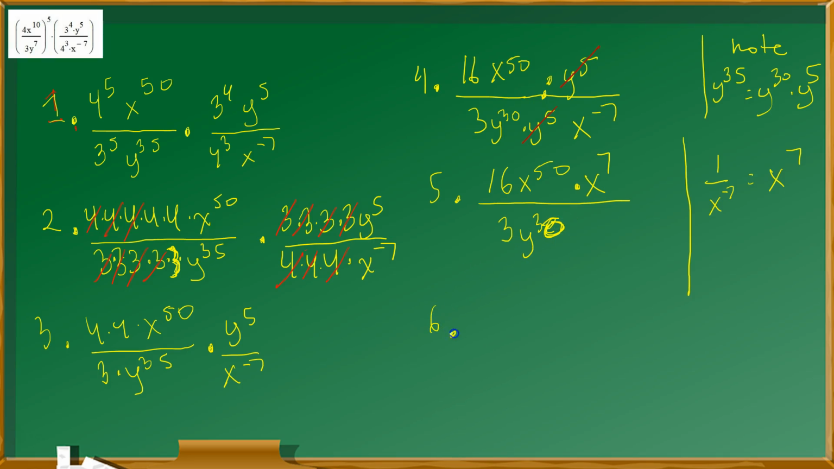So lastly, at step number 6, I will have 16x. Now x to the 50th times x to the 7th is x to the 57th. You add the exponents and you copy the base x. And in the bottom I will have 3y to the 30th. So here, this is the top, and this is the bottom.